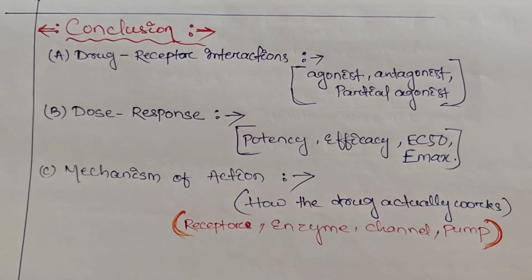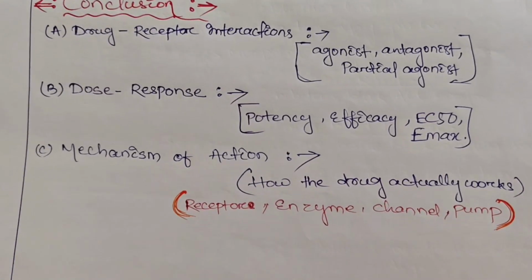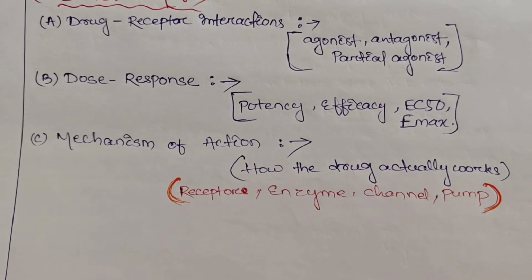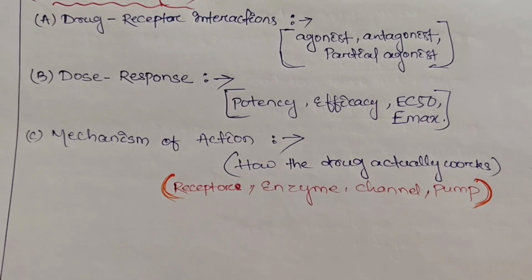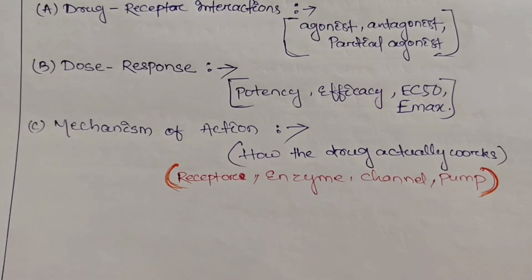Last, we learned that drug receptor interaction includes agonist, antagonist, and partial agonist. Then dose response includes potency, efficacy, EC50, and Emax. And last one, mechanism of action, how the drug actually works: receptor, enzyme, channels, pumps, etc.